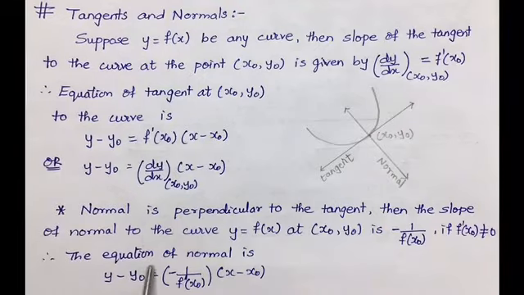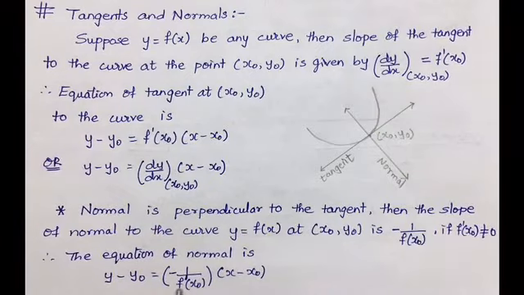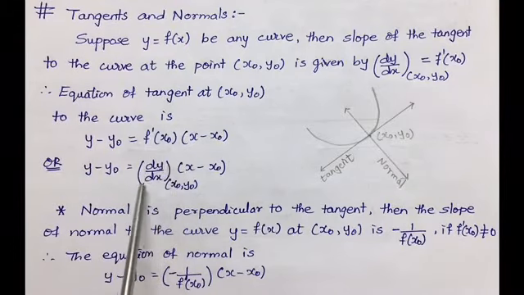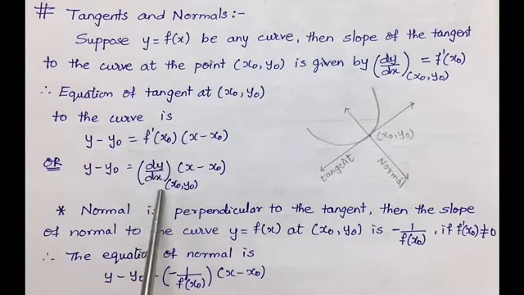Now finding the equation of the normal using the point slope form becomes y minus y0 equal to minus 1 upon f'(x0) into (x minus x0). That becomes the equation of the normal. So here also the point slope form is used, and for calculating the equation of the tangent also the point slope form is used. The slope of the tangent is dy/dx, that is the first derivative, and the slope of the normal is minus 1 upon dy/dx.